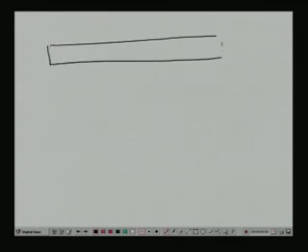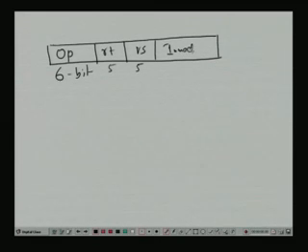So, opcode 6-bit, RT and RS 5-bit each, and the rest is the immediate value, the 16 bits, because the total is 32 bits.